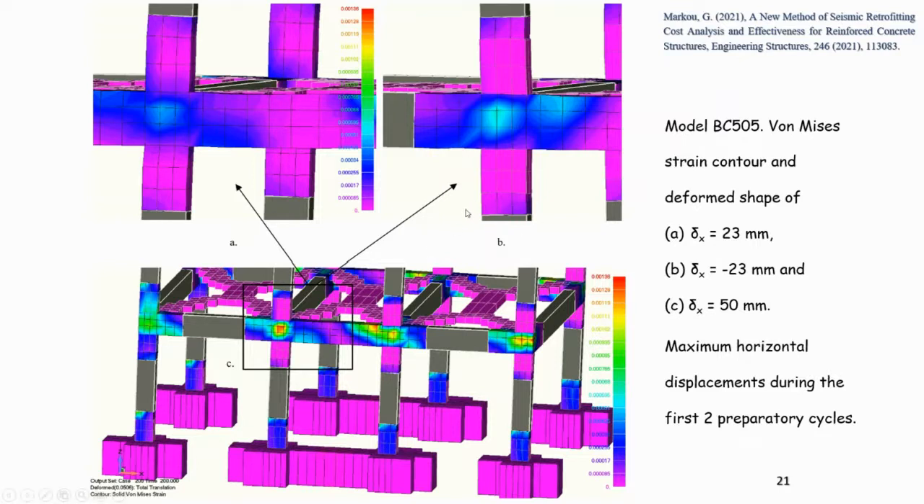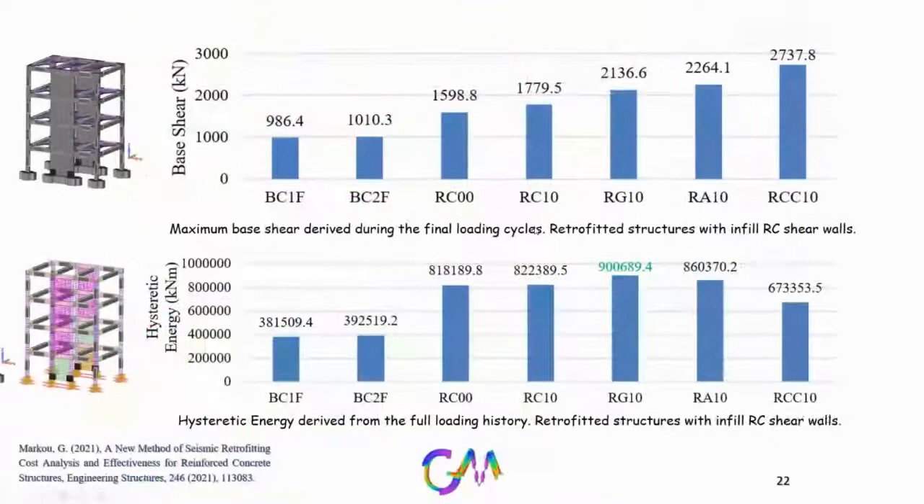These are also results that relate to von Mises strains as they resulted for a horizontal deformation of 23 mm, negative 23 mm, and 50 mm. As you can see, the strains that develop within the joint, which usually we do not take into consideration and do not model when we use beam-column finite elements, are evident. So this means that if I strengthen this area here, more strains will develop within the joint, and the joint might reach failure sooner. So our interventions play an important role in how the rest of the framing system will behave. This was a finding that was confirmed through this research work, which was very interesting.